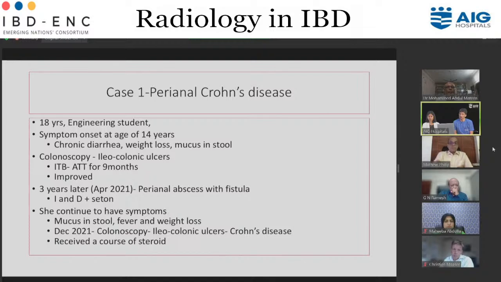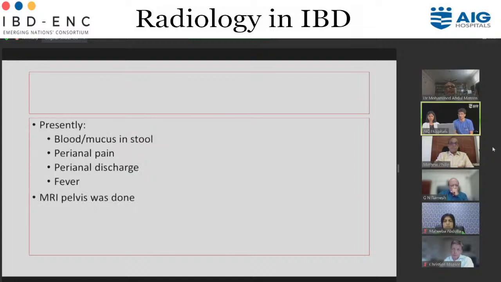December 2021, where colonoscopy showed again ileocolonic ulcers, which now the biopsy showed more in favor of Crohn's disease. And she was started on a course of steroid. And she came to us with blood and mucus in stool, perianal pain, perianal discharge and fever. And MRI pelvis was done at our center.